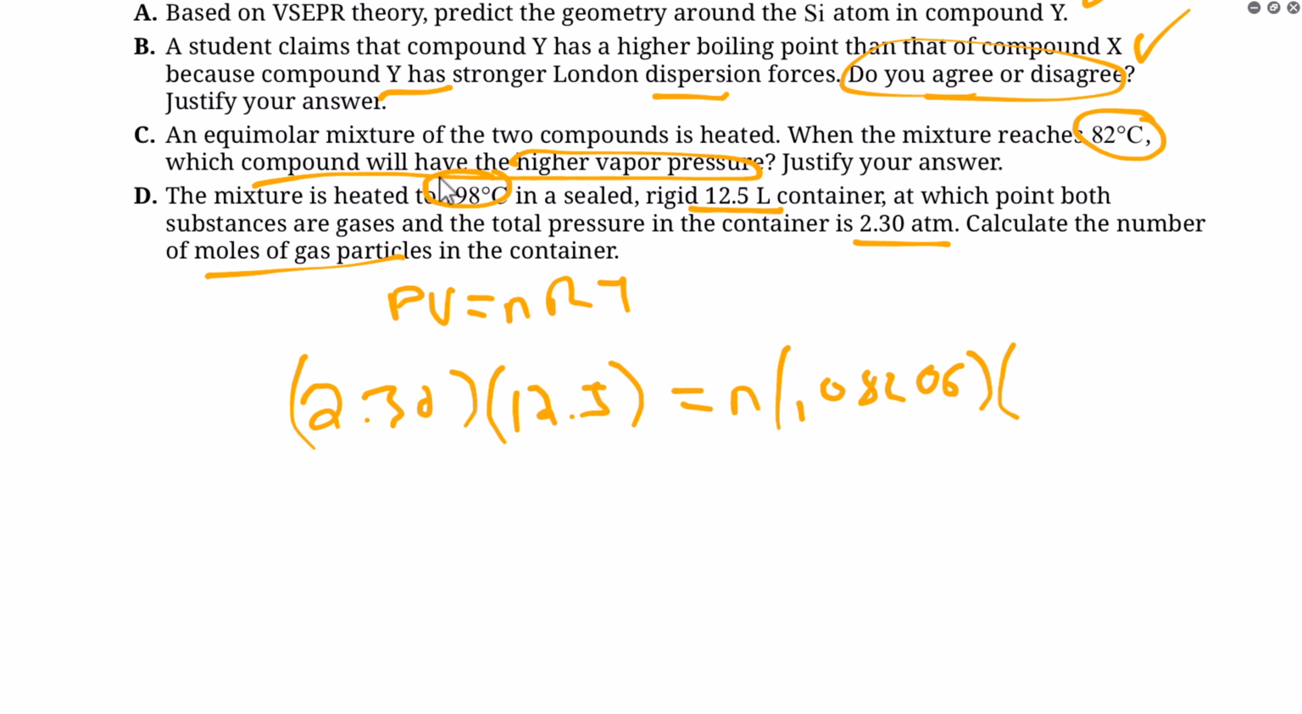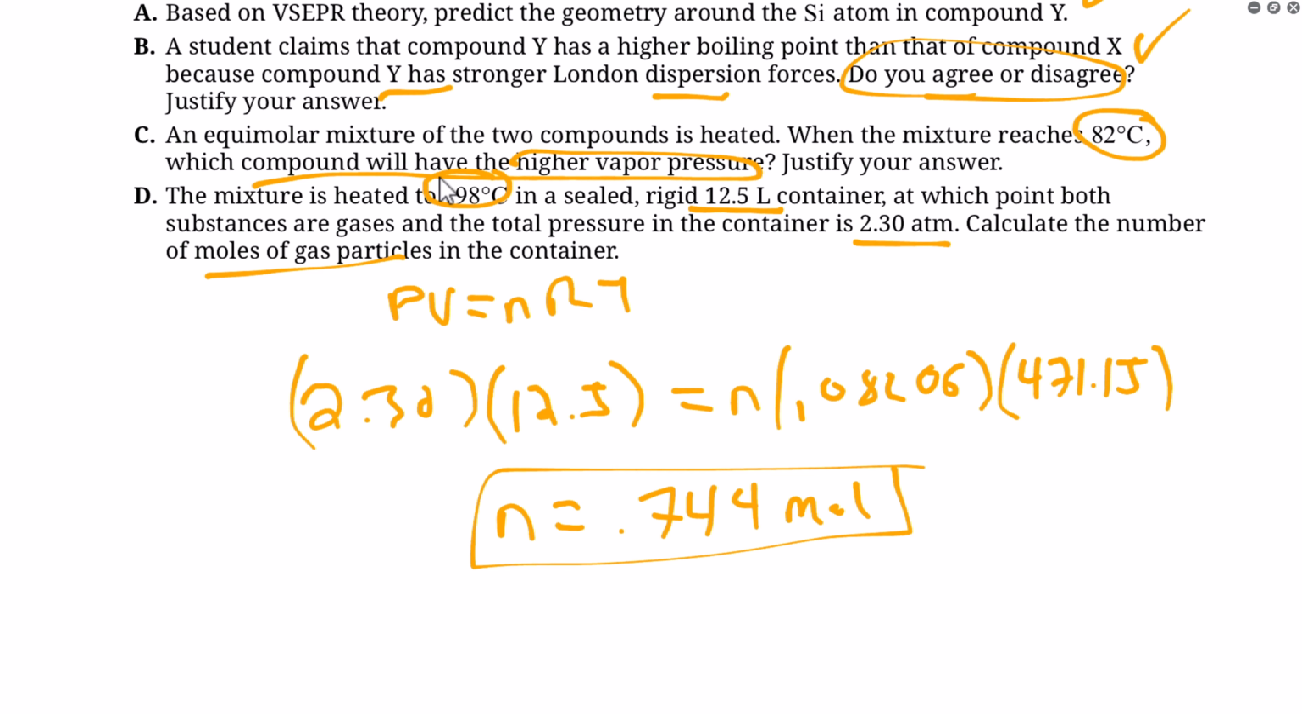And our temperature needs to be converted to Kelvin, so we're going to take 198 plus 273.15, and that gives us 471.15. So now we just need to algebraically solve for moles. So 2.3 times 12.5 divided by 0.08206 divided by 471.15. That gives us our mole value of 0.744 moles of gas. And just like that, I believe we have finished question number 5.